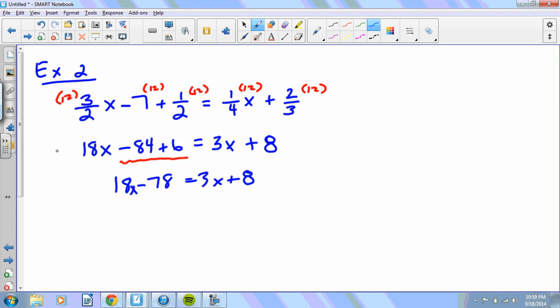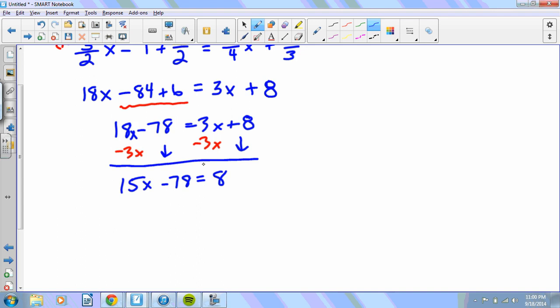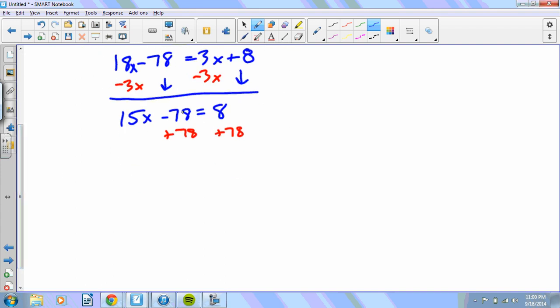Now it's just like the previous problem. Move variables to one side, move constants to the other side, and we can be done with this. So I'm going to move 3x to the left this time because I want a positive value. This makes life easier. That gives me a 15x. Bring down the negative 78. Bring down the 8. And continue on. So I'm going to add 78 because that's the inverse operation of subtraction. Because those will cancel those out for me. That's what I want. Bring down the 15x because that one didn't change. So equal 86.